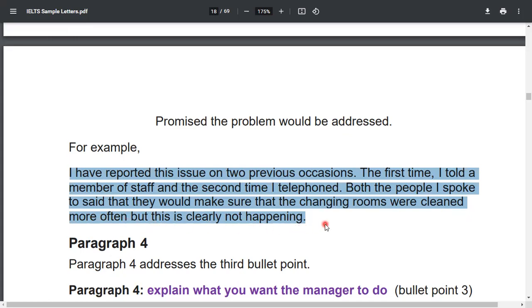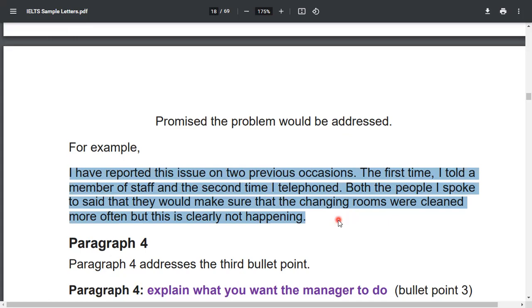As you can see, the use of verb tenses in this specific paragraph is just intriguing, is just captivating. So I have reported, that's a present perfect. We have I told, that's a past simple here. I telephoned, past simple as well. I spoke, past simple. Said, past simple. Would, which is the modal verb, the modal past simple verb. We have were cleaned, that's the passive form. Not happening, so that's the present continuous. So as you can see, we have used many verb tenses in one single paragraph, but we have used them in a very correct way.